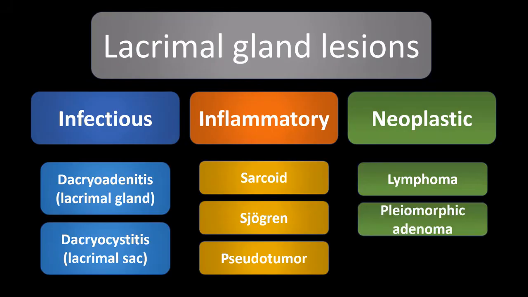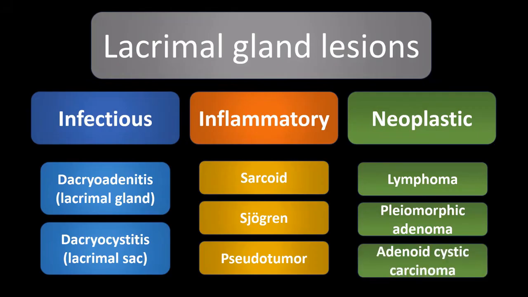Belonging to those are pleomorphic adenoma, which is a benign tumor, and the most frequent malignant tumor would be adenoid cystic carcinoma. It's not always possible to distinguish these different types of tumors on images, but keep in mind that what applies for lymphomas in the brain or somewhere else, that they are diffusion restrictive, that's also true for a lymphoma in the lacrimal gland.